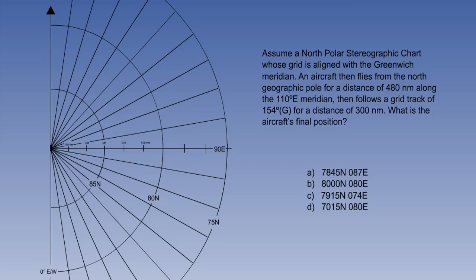This one is most easily solved simply by drawing it out. Any calculation would be complicated and time-consuming. Using the scale given on the chart, first draw a line 480 nautical miles long out from the North Pole along the 110 east meridian. Using a protractor against grid north, plot in a track of 154 for a distance of 300 nautical miles. Then, by inspection of the four answers, only one could possibly be correct. All that the examiner is trying to establish is that you realize that grid north is the same direction all over the chart.